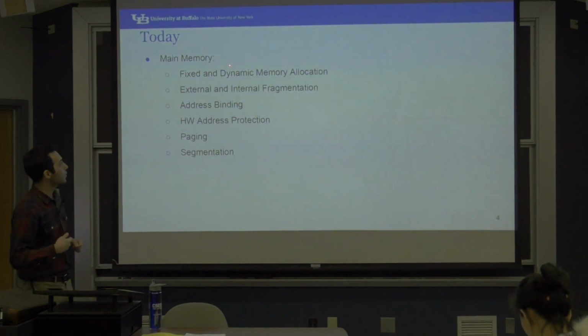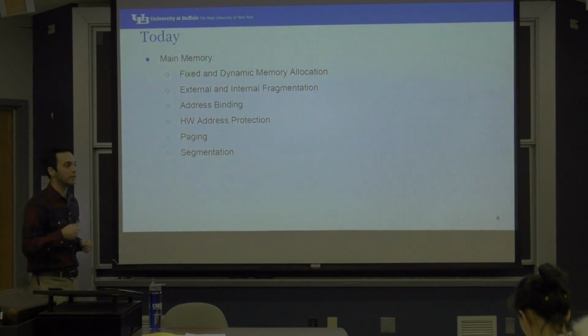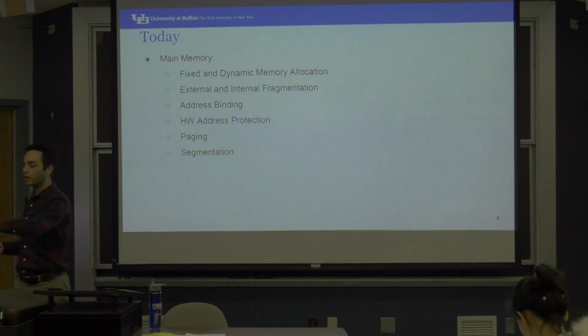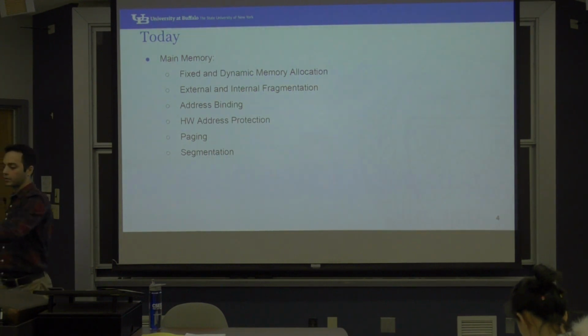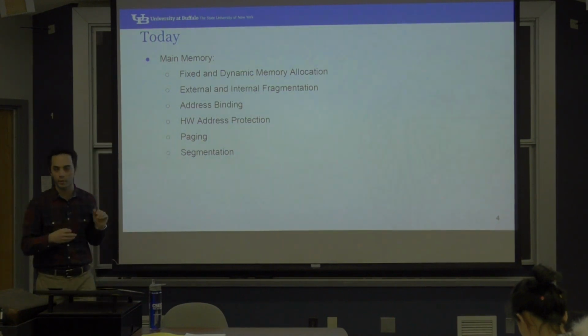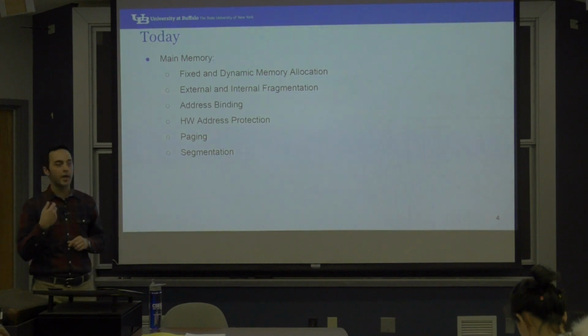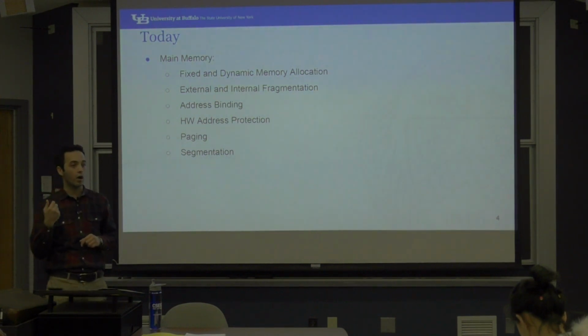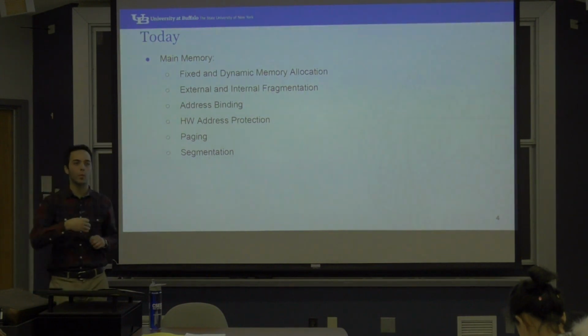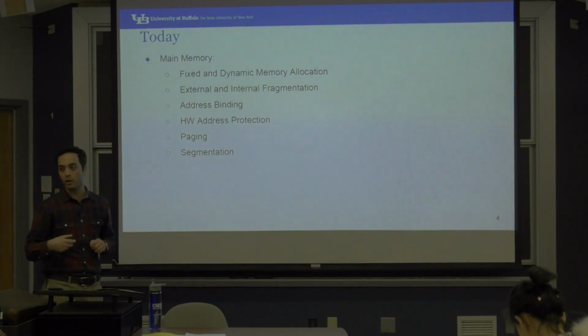So today we're going to talk about main memory, how memory allocation works, fixed and dynamic, and we're going to talk about fragmentation, what that is, and the difference between external and internal fragmentation, address binding, and hardware address protection, how hardware is helping the operating system with memory protection, and paging and segmentation. We're not going to cover all of it. Some of these, and more details of them, we're going to talk about on Thursday, next session.